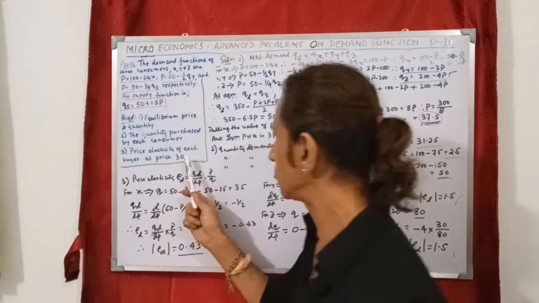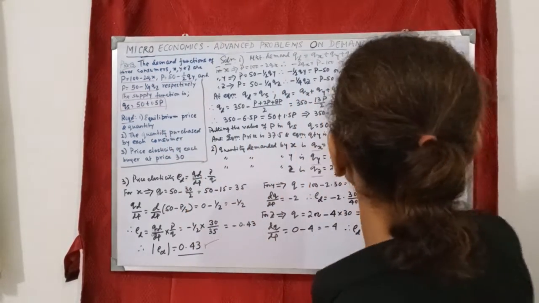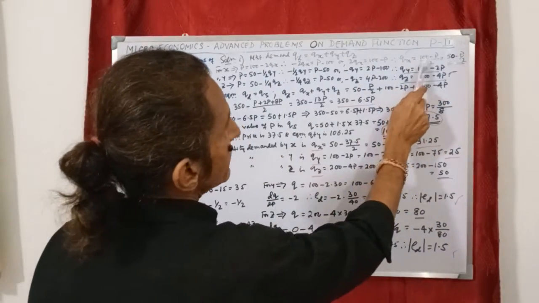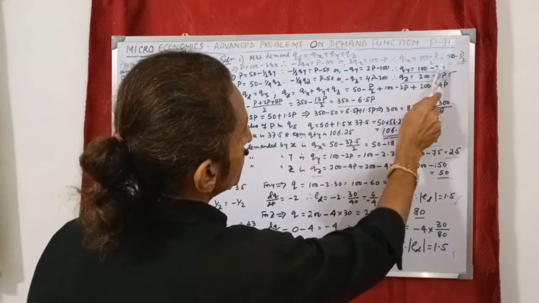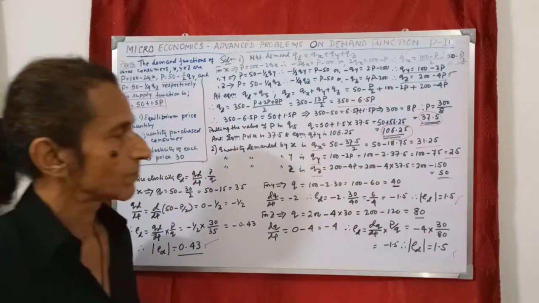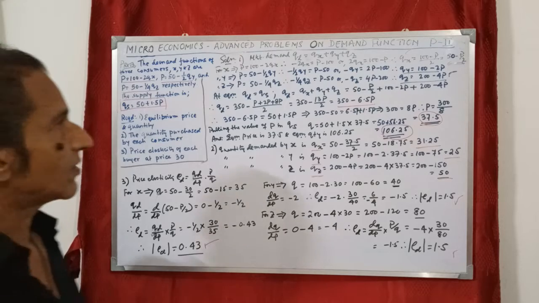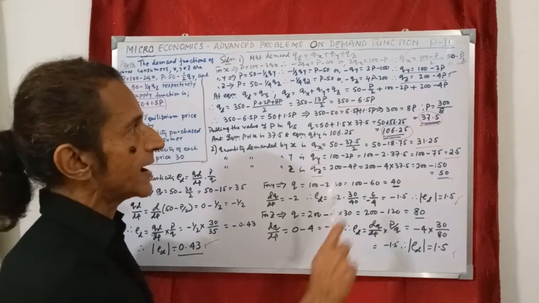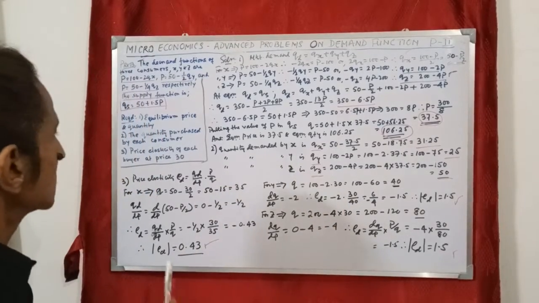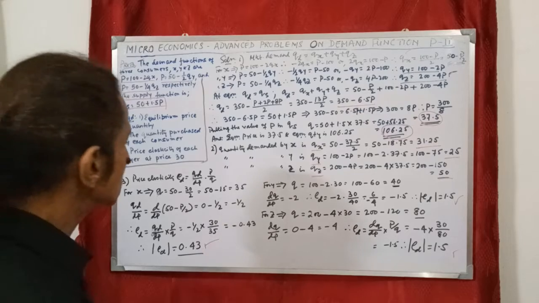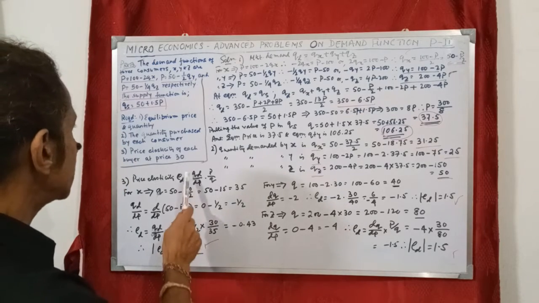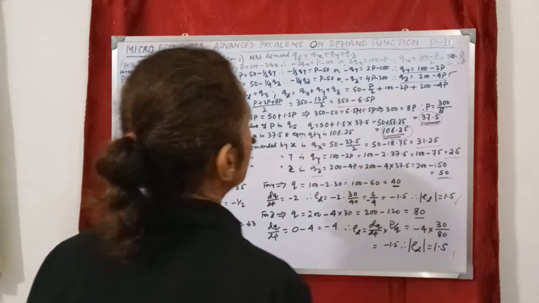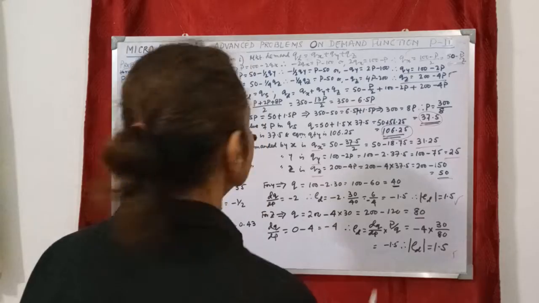Now we put the value of price, that is 30, in individual demand functions. Qx equals 150 minus P by 2, Qy equals 100 minus 2P, Qz equals 200 minus 4P. In this way, we have found out the quantity purchased by individual consumers at price 30. So we have found out P and Q for each consumer. Now ED equals dQ/dP into P by Q. We differentiate the demand function of individual consumers.